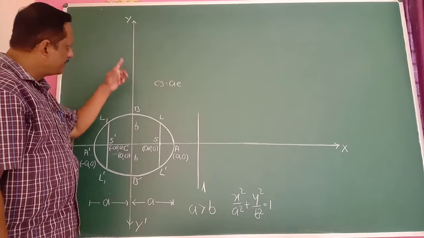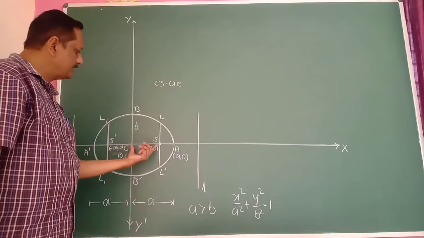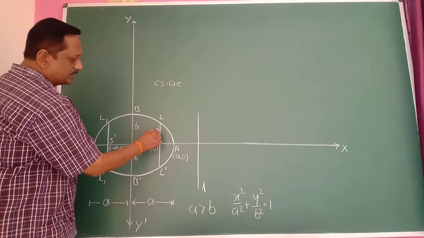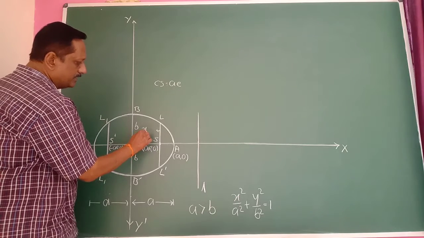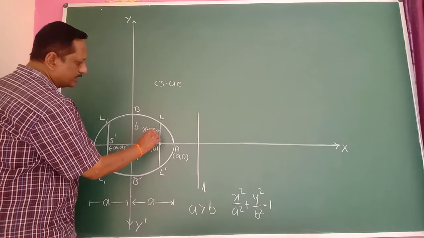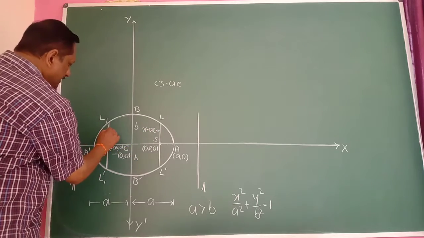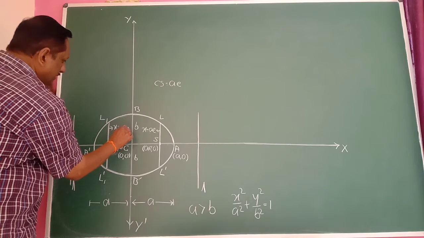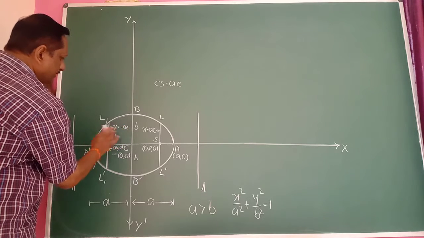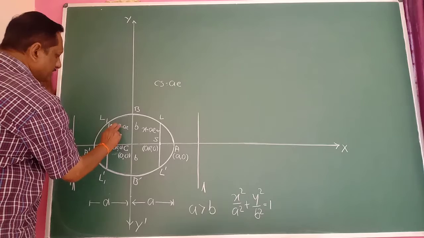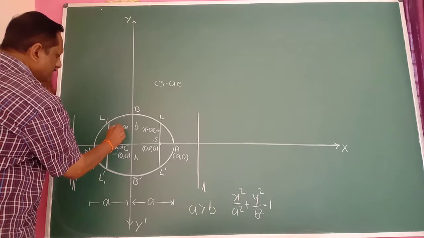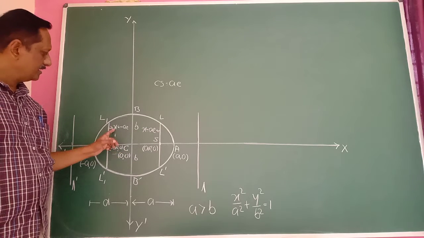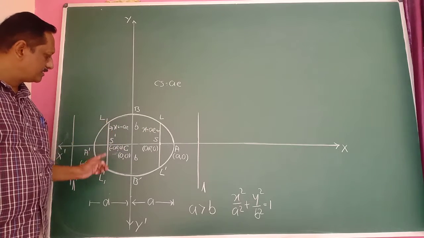This latus rectum is parallel to the y-axis, at a distance ae. Therefore, the equation of this latus rectum is x equal to ae, and the equation of the other latus rectum is x equal to minus ae, because it is on the left side. x equal to ae is the equation of this latus rectum, x equal to minus ae is the equation of the other.